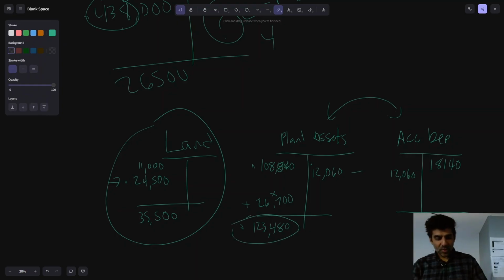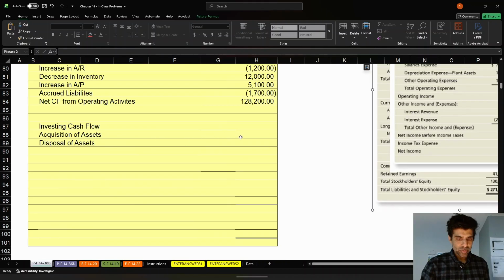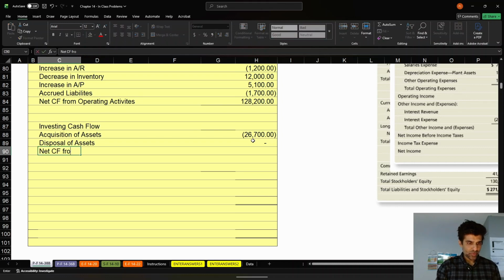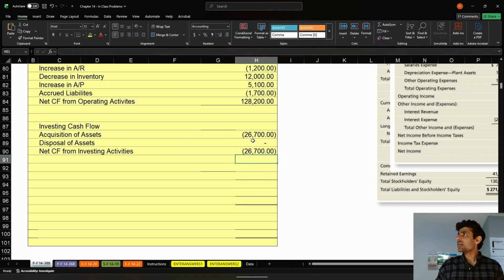So now if you do the math, you should be able to do this plus this minus this gives you this. And so basically this is the only thing in the investing section, because we got $0 from that disposition. We just got rid of it. So there is no cash flow coming in from the disposal of assets. We just have really this cash flow of acquisitions. So we really only have one entry. Disposal, $0 came in, but 26,700 went out in acquisitions. So our total net cash flow from investing activities is just equal to this.